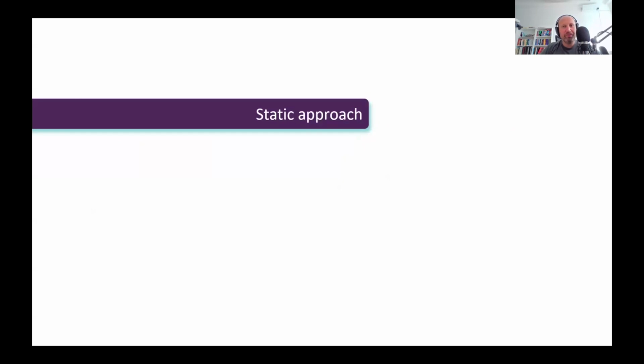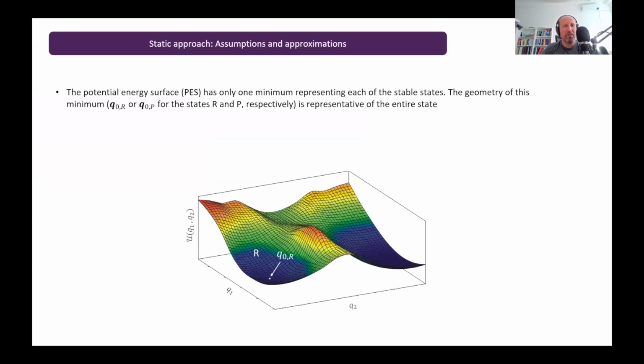Now let's move on to our main subject, the static approach. Let us first summarize the assumptions and approximations that are made within this approach. The basic object we will work with is the potential energy surface. This is a hypersurface that depends on 3N degrees of freedom, which is not easy to visualize. So I have here only a model surface that depends on 2 degrees of freedom.